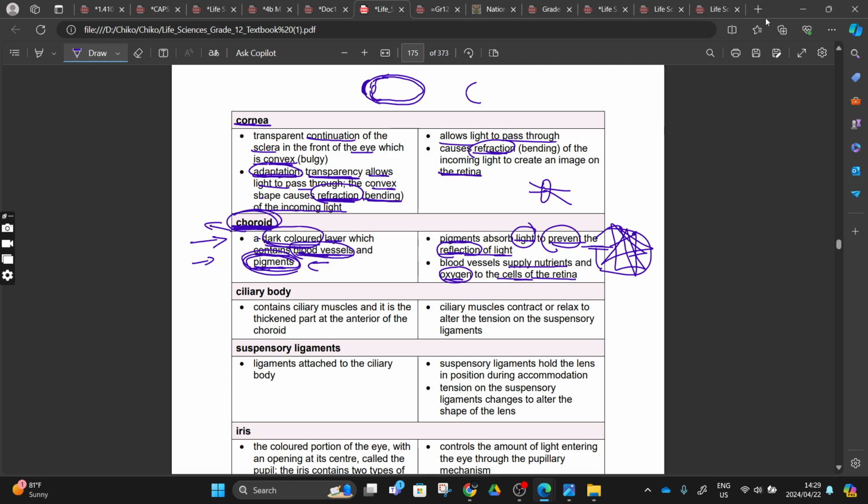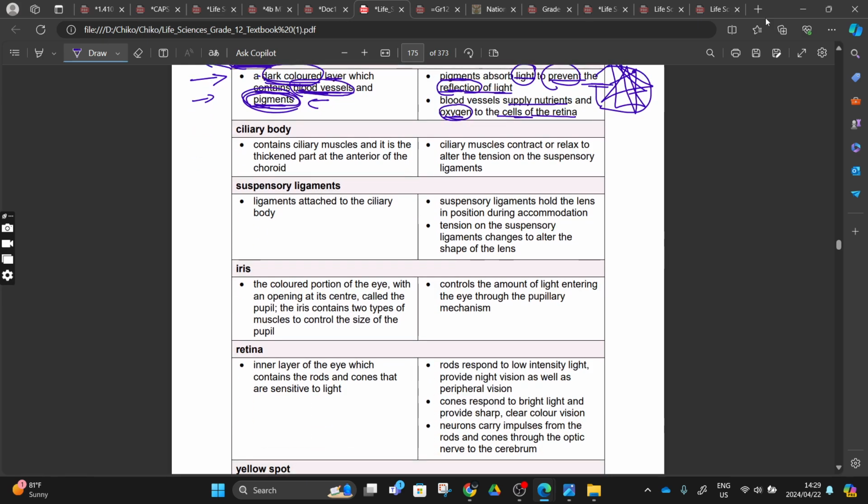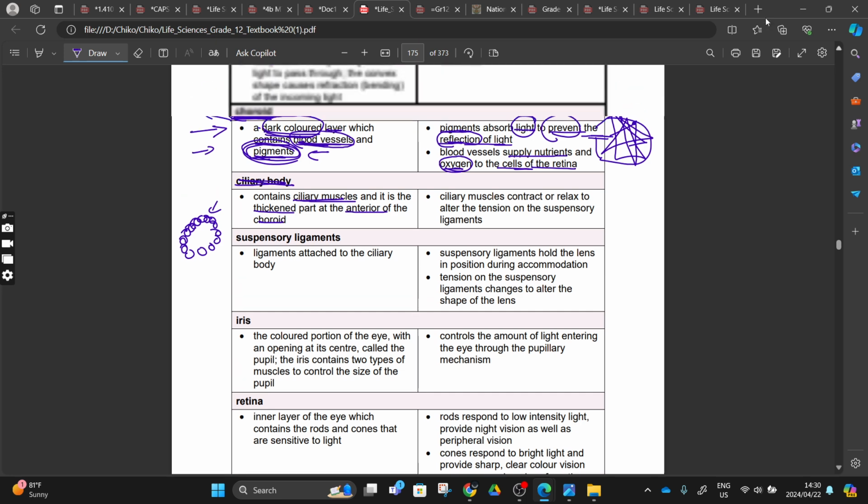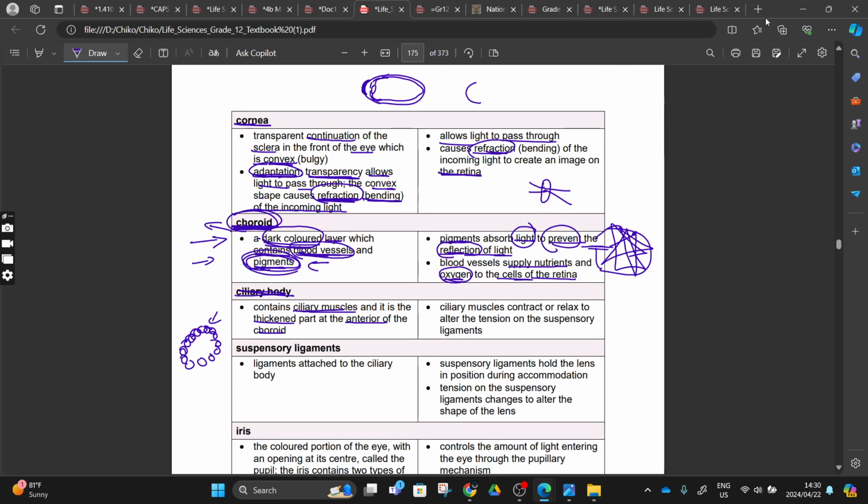So from there, let's move to our ciliary body. What is a ciliary body? A ciliary body contains ciliary muscles, right? Those are the muscles that are like this, right? So this is the ciliary body containing ciliary muscles, and it is the thickened part of the anterior of a choroid. So this choroid here, after moving inside, is going to form our ciliary body there. From the ciliary body, it's going to protrude and form our iris and our suspensory ligament up here, right? So this is what is happening.